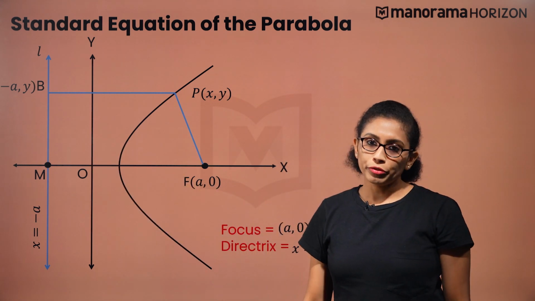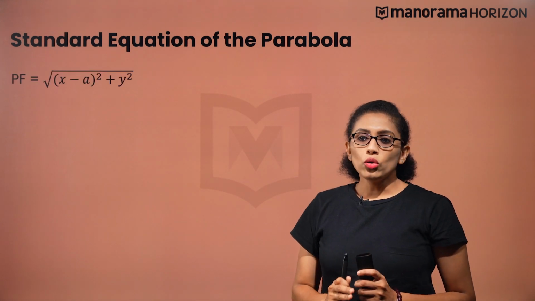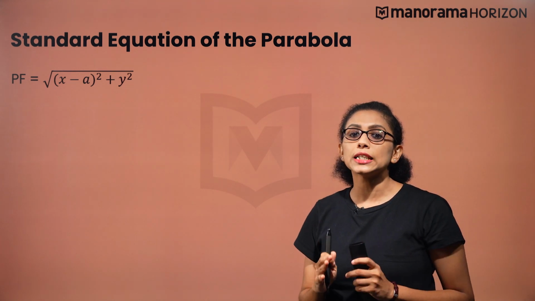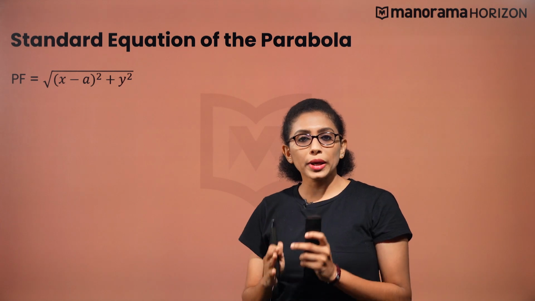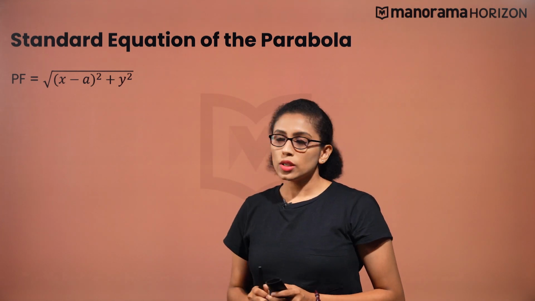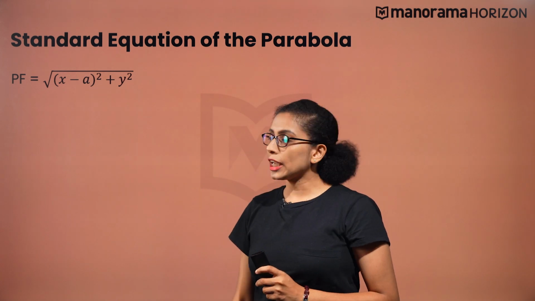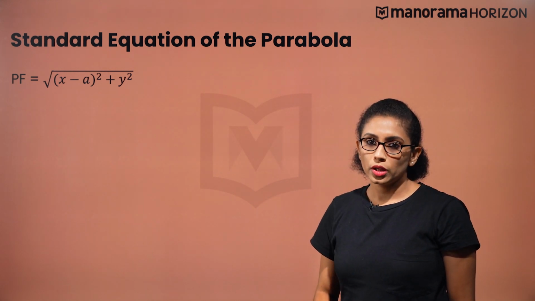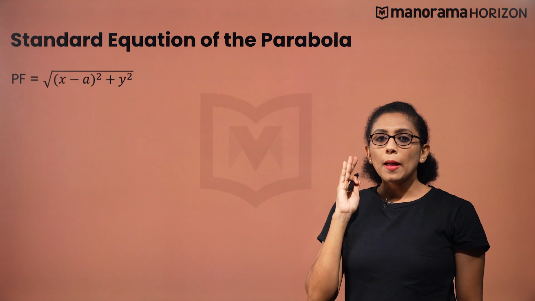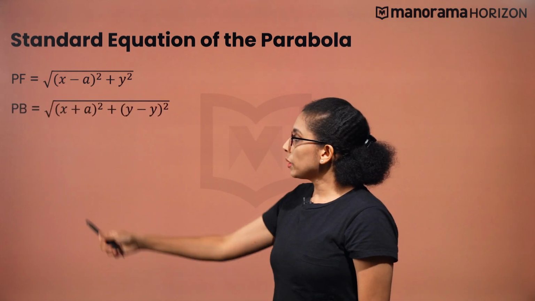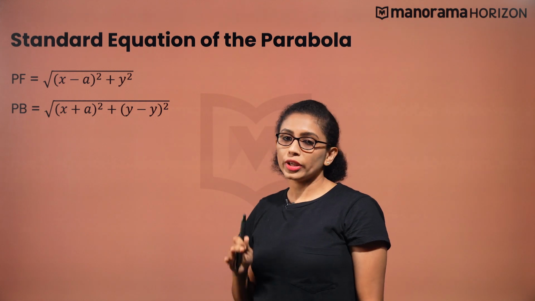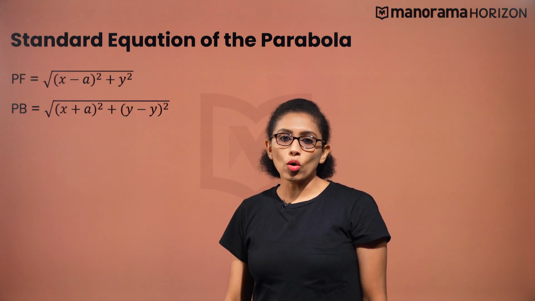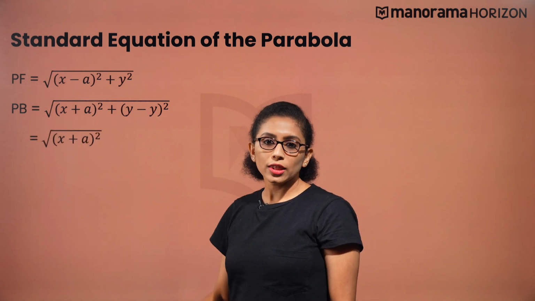Now, let us derive the formula. We know PF should be equal to PB. And how can we find PF? PF can be found by using the distance formula with coordinates P(x, y) and F(a, 0). So, substituting in the equation, we get PF is equal to root of (x minus a) the whole square plus y square. Now, to calculate the distance between P and B, what is PB? Using again the distance formula, we get root of (x plus a) the whole square plus (y minus y) the whole square. That is root of (x plus a) the whole square.